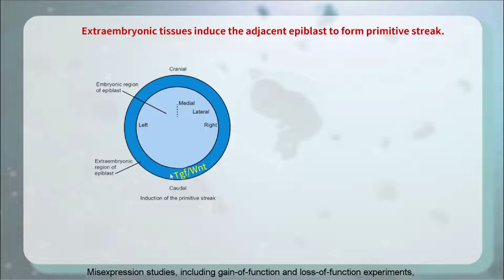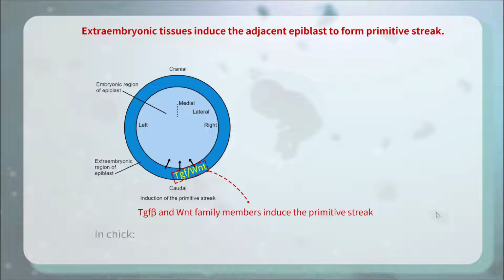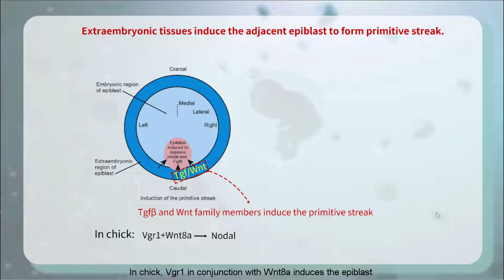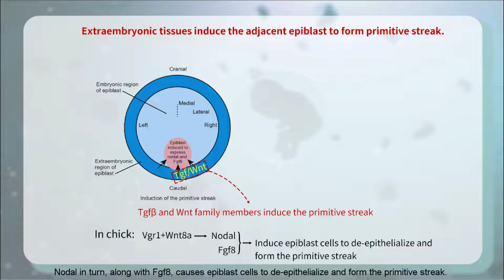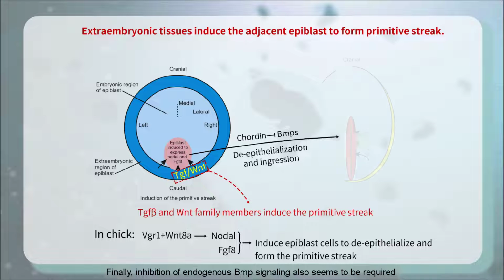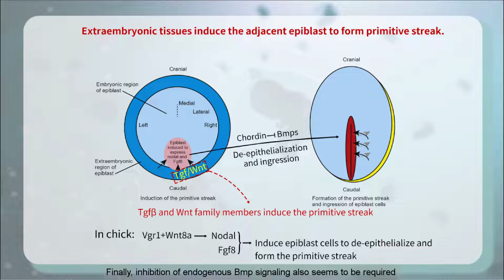Mis-expression studies, including gain of function and loss of function experiments, suggest that TGF-beta and Wnt family members induce the primitive streak. In chick, Vg1, in conjunction with Wnt8A, induces the epiblast to express another TGF-beta family member, nodal. Vg1 is one TGF-beta family member; nodal in turn, along with FGF8, causes epiblast cells to de-epithelialize and form the primitive streak. Finally, inhibition of the endogenous BMP signaling also seems to be required for primitive streak formation.